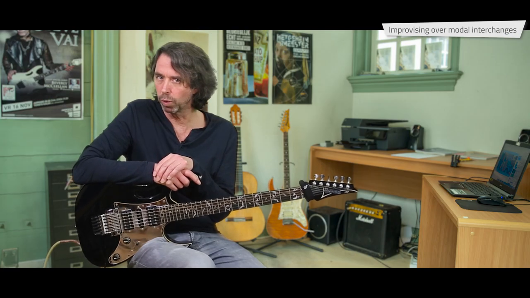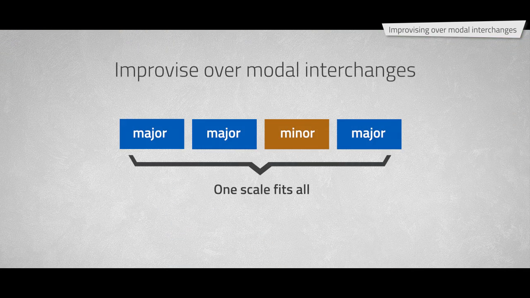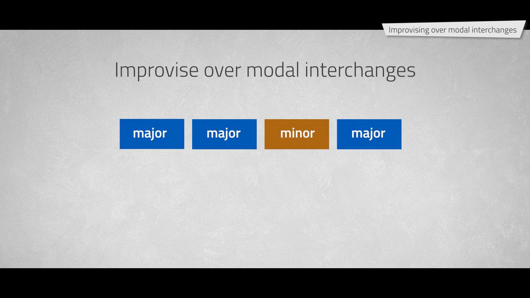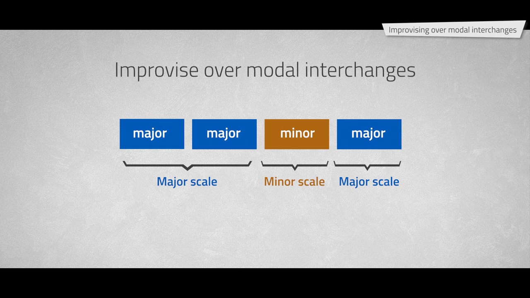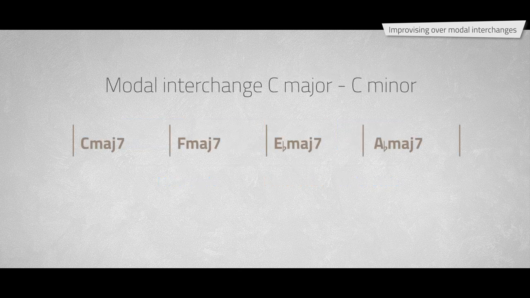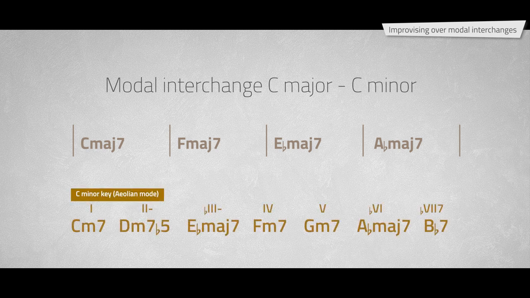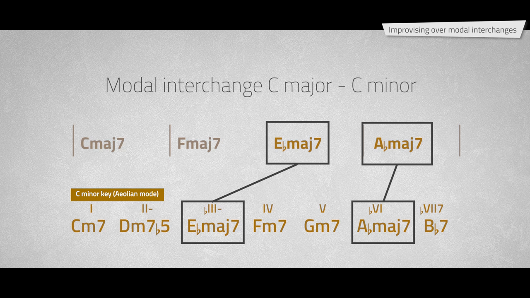When you encounter a modal interchange, you have a choice for the way you approach your improvisation. You could either play a scale that fits the entire chord progression, including the borrowed chord created by the modal interchange, or better, follow the chord progression with the modal interchanges. So we have the following chord progression: C major 7, F major 7, E flat major 7, and A flat major 7. The E flat chord and the A flat chord are borrowed from the C minor scale and do not belong to the C major key, to the C major family.